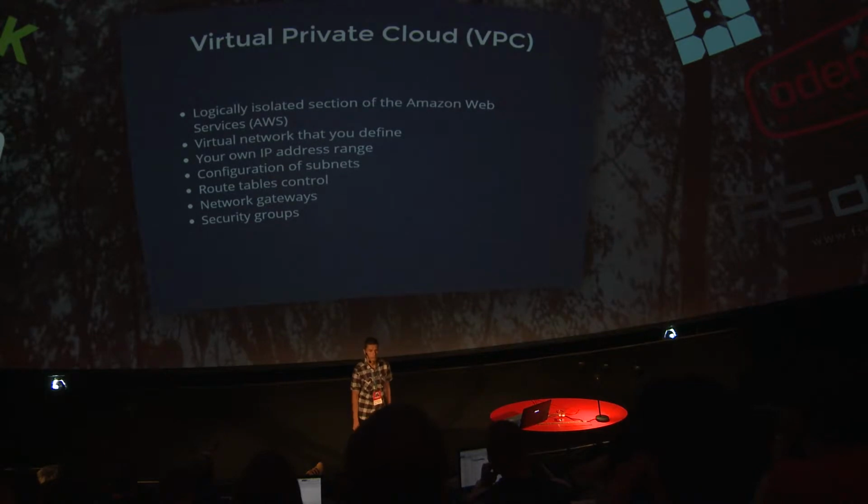The first component is Virtual Private Cloud, or VPC. Virtual Private Cloud is a partly isolated part of Amazon Cloud, your own private network, with your own IP ranges, subnets, and your own routing table. You have complete configuration control over this network. We'll be using this for security reasons.